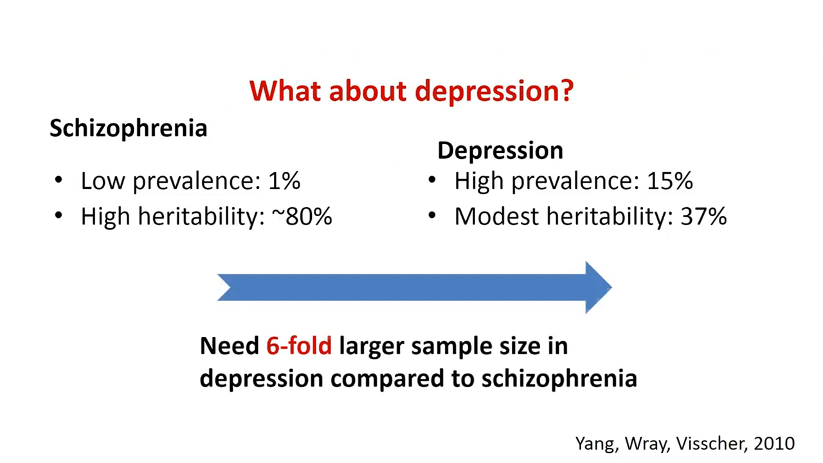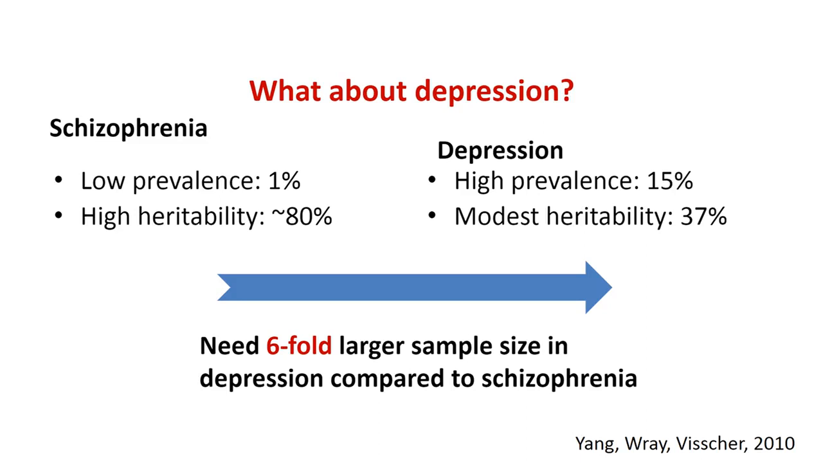So what about depression? We do a lot of work on depression. Schizophrenia was hard enough, but schizophrenia has two advantages. It has low prevalence and high heritability. And population genetics theory tells us that should mean it has a reasonably high effect size genetic architecture.